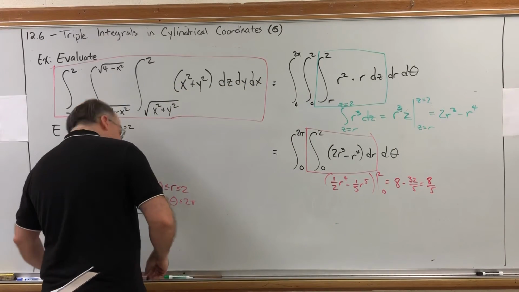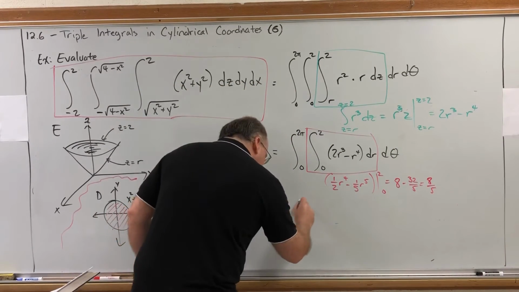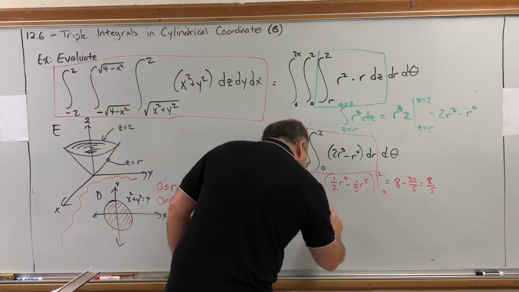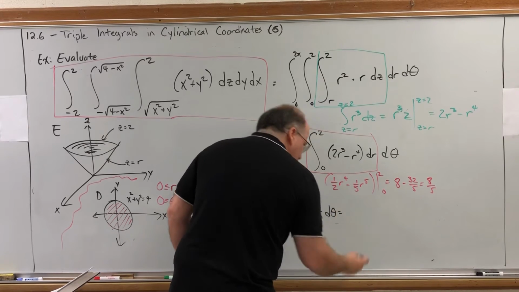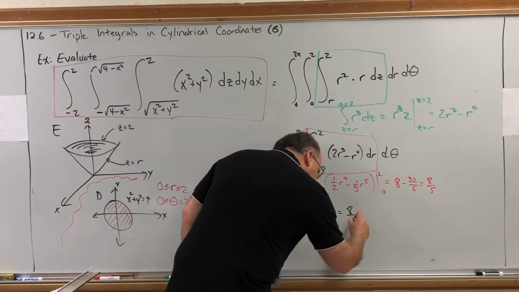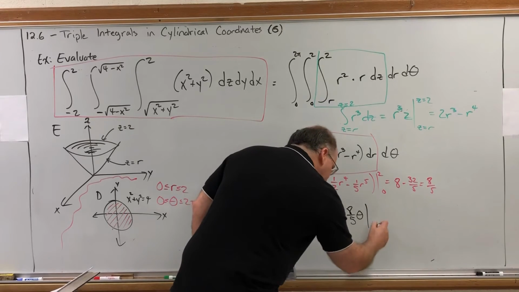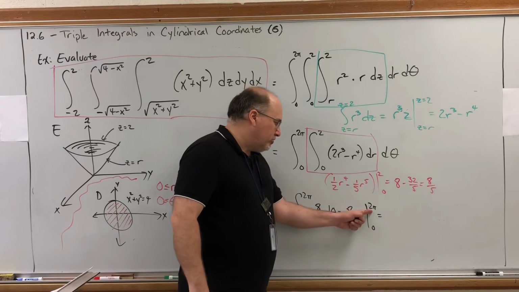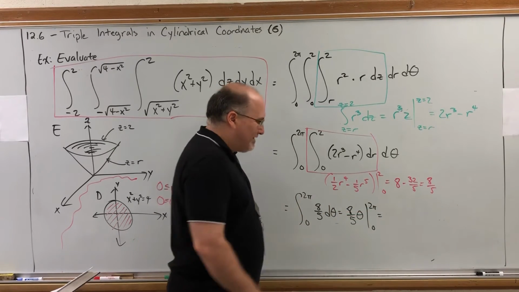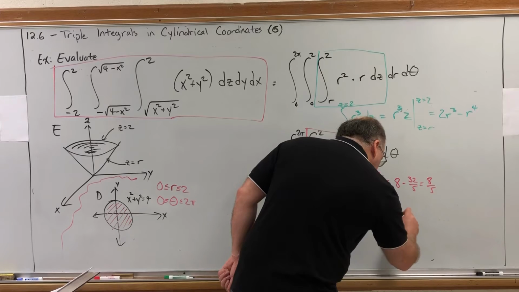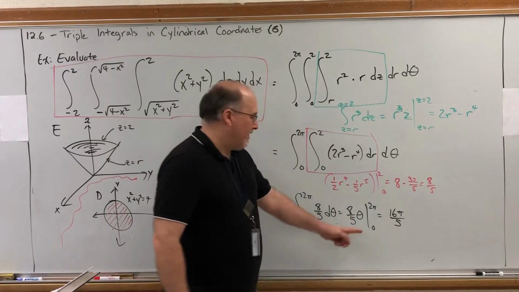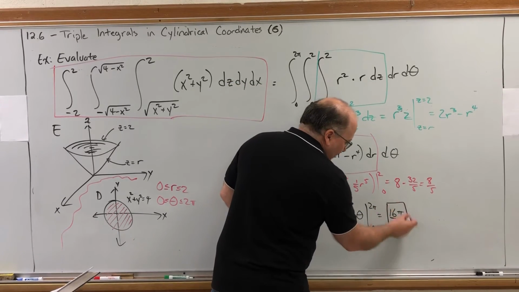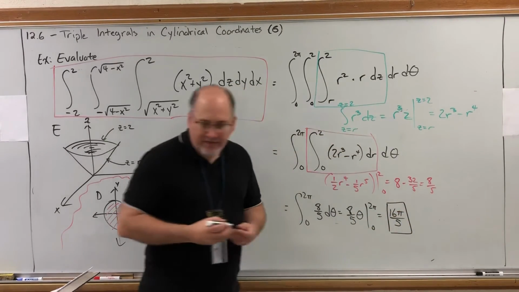And now, for the final integral, which should be a quick one. Integral from 0 to 2 pi of 8 fifths d theta. 8 fifths theta is the antiderivative from 0 to 2 pi. If I substitute 2 pi for theta, I'll get 16 pi over 5. Minus, if I substitute 0 for theta, I'll get 0. So 16 pi over 5 minus 0 is 16 pi over 5.